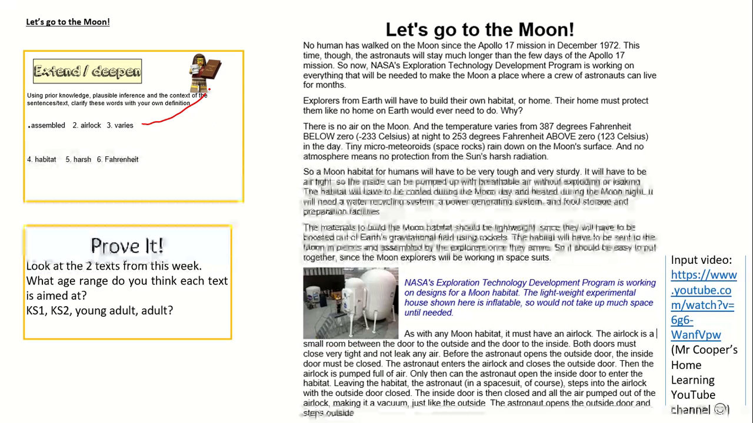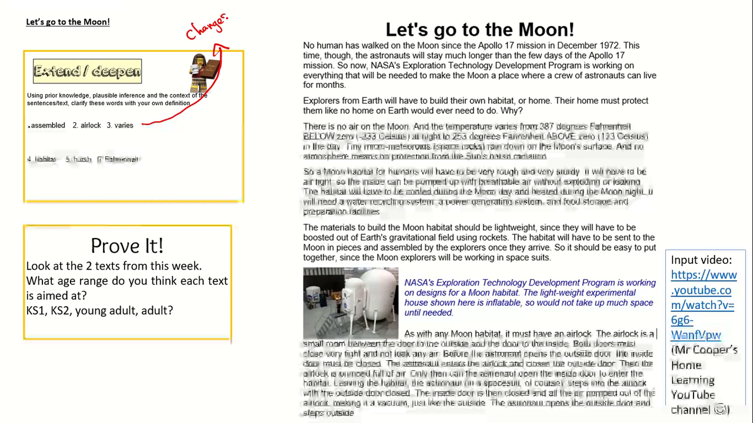Number 3, varies. Now, there's a lot of words, we've got the word variable, variety. I like to think we know what varies means. If something varies, it changes. There's a range of things, isn't it? And it's over here. There is no air on the moon, and the temperature varies from that to that. So if it varies, it changes. It changes at multiple, or it can have multiple options to it.